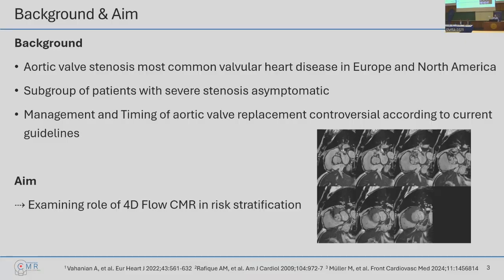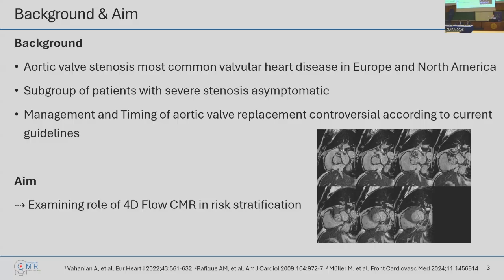As you all know, aortic valve stenosis is the most common valvular heart disease in Europe and North America, and we heard a lot about it today from Professor Kutzerke and other speakers. However, a subgroup of these patients with severe stenosis is asymptomatic, approximately 50% of these patients when presenting first to their referring physicians.